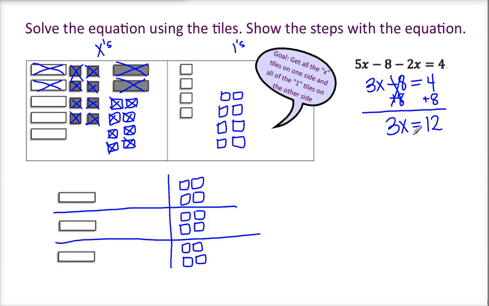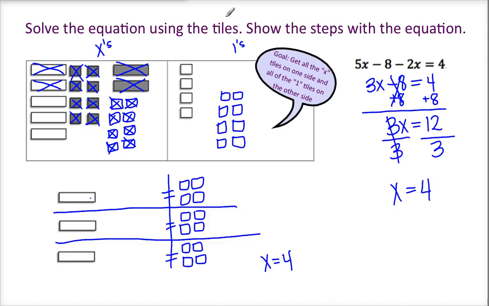So over here what that looks like is I separate 12 into 3 separate groups. So I divide it by 3, and I divided the x's into 3 groups. And 3 divided by 3 is 1, so I have x, and 12 divided by 3 is 4. So I found that x equals 4, and that's what this is telling me here. I have x equals 4, x equals 4, x equals 4. So using the tiles, I found that x equals 4, and following the steps with the tiles on the equation, I also found that x equals 4.